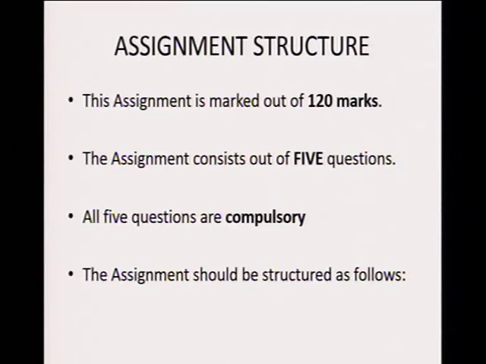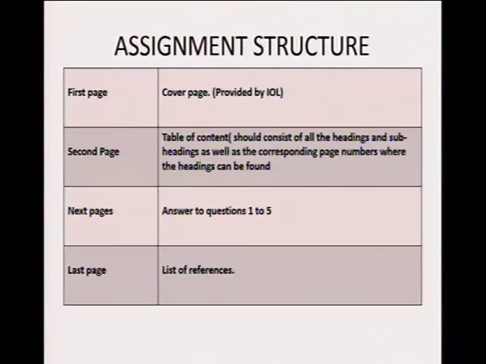And then we look at the assignment structure. This assignment is marked out of 120 marks. The assignment consists of 5 questions, and all 5 questions are compulsory. The assignment should be structured as follows.